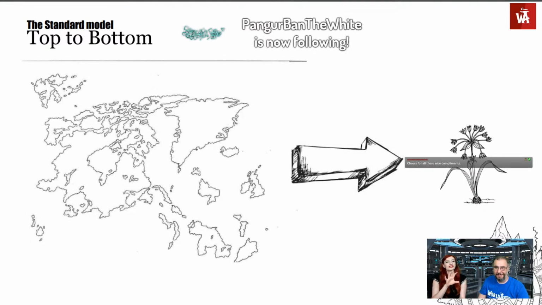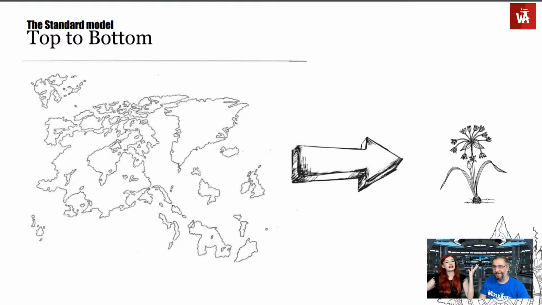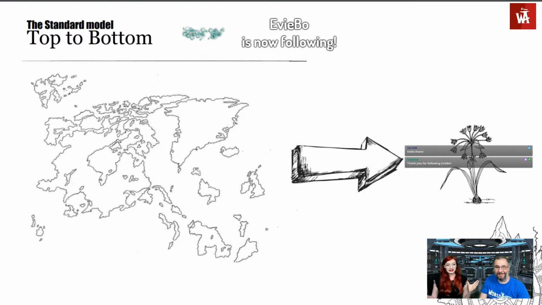This is one side of the standard model. It's either top to bottom or bottom to top. In the top to bottom method, you are a god. You look down on your world and you start by creating the really big stuff, and then you go in and in and in.